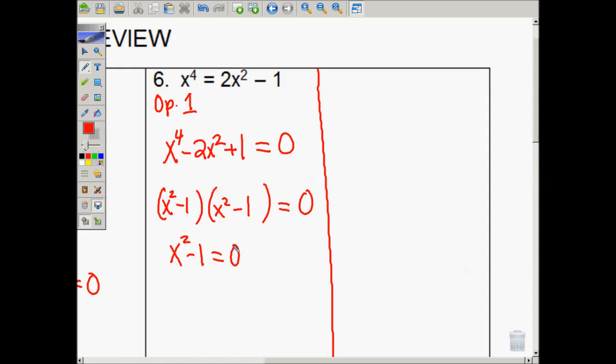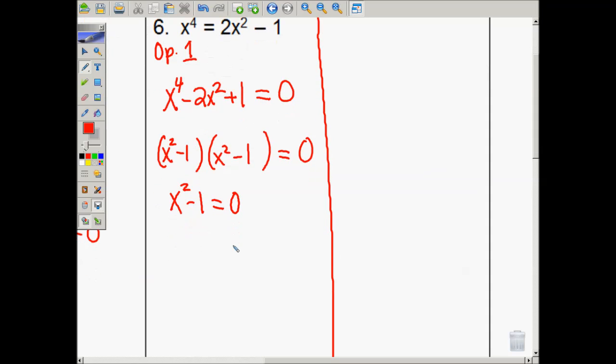What would x squared have to be? x squared equals 1, adding 1 to both sides. So x equals positive or negative square root of 1. There you go. How did you get rid of the other x squared? I didn't have to do them both because they're the same. So I only need to do it one time. If I do it 2 times, is my answer going to change? No. Okay, so that's way number 1.